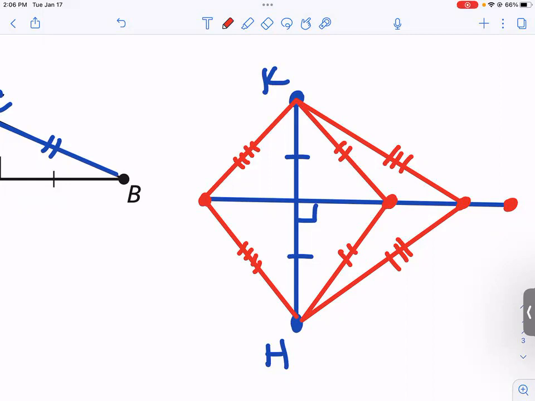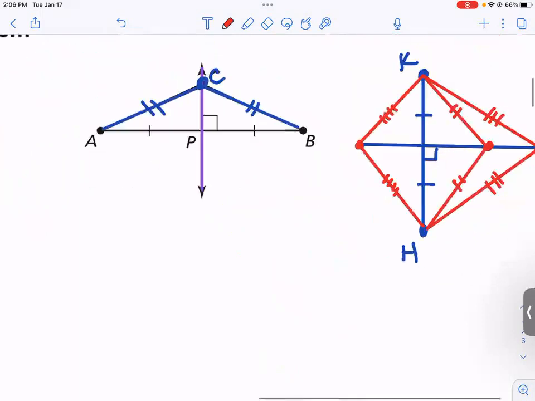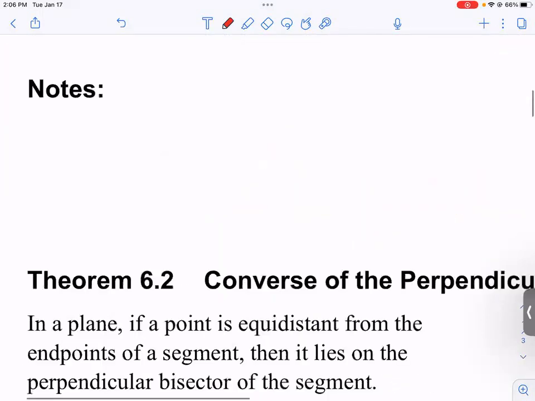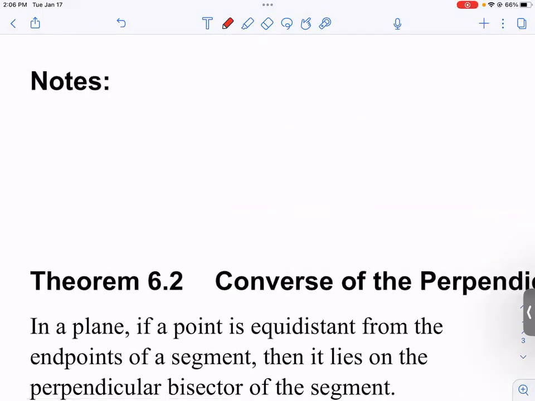Okay, now, it's a lot of crazy going on in that picture. We're just gonna focus on one triangle at a time. So this is what I want you to draw in your little notes section right here. I want you to draw a line. Okay, so here's a perpendicular bisector.